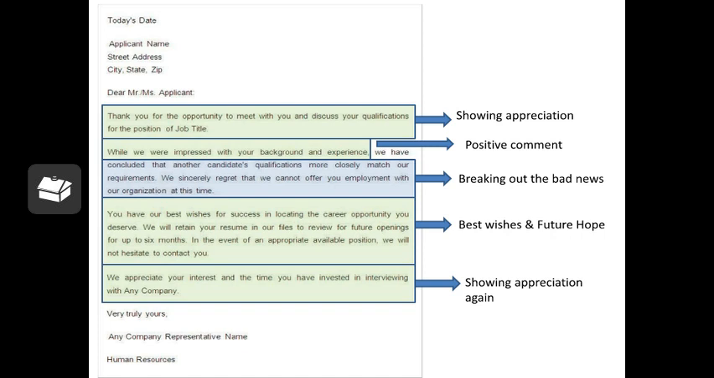And then we're going back to the positive side again by having best wishes and the future hope of the company, saying that they will return your resume in our files to review for future opening for up to 6 months. And in the event of appropriate available position, we will not hesitate to contact you. So this really gives the applicant some hope for future, and saying that they are still being considered by the company, although not being offered this particular position. And then to end the message politely with another appreciation token.